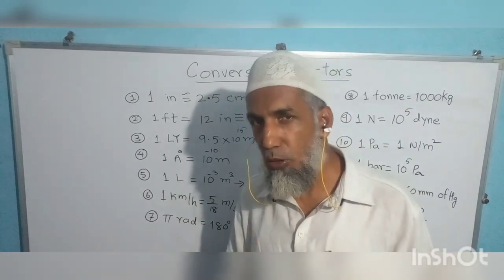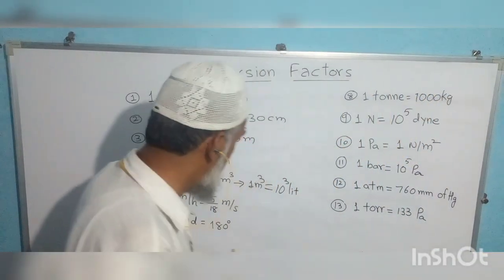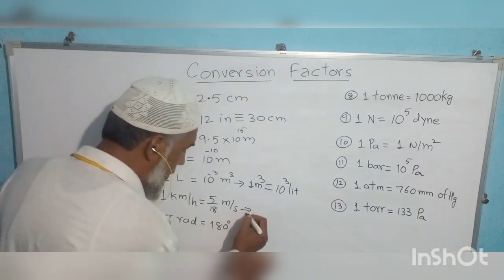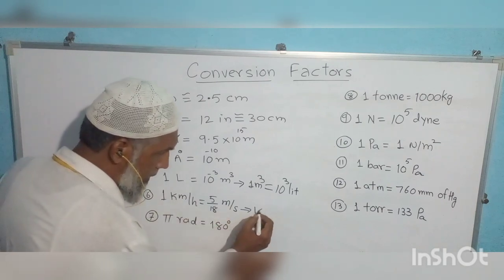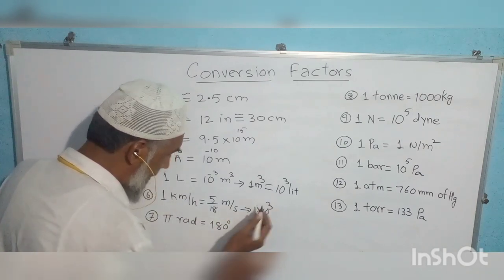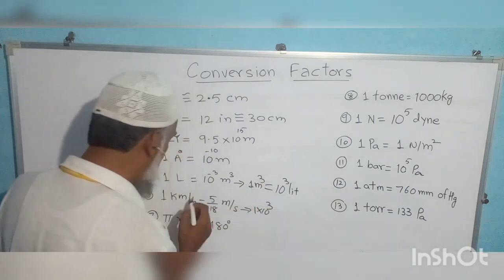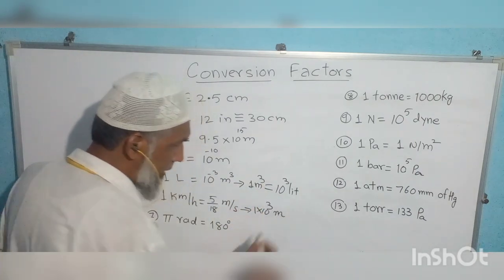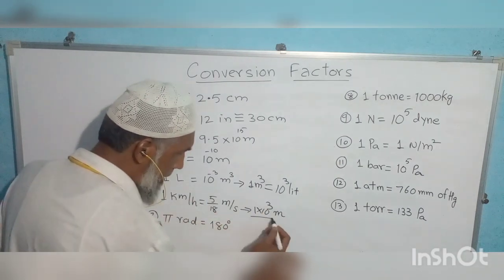If in the exam you are unable to recall this value, then I will show you how you can instantaneously find out its value. So how to do this? 1 is written as 1 kilo, kilo means 10 to the power of 3. Kilometer will be converted: meter will be meter only. Then divided by.